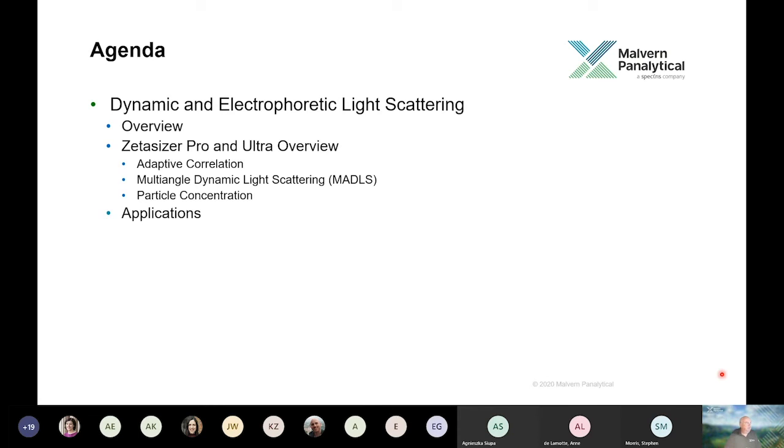I'll go on to talk about the Pro and Ultra, some of the things that we've brought into the system, which I think will be of interest to people here, and concentrate on three in particular: what we call adaptive correlation, multi-angle dynamic light scattering, or MADLS, and then an extension of MADLS is the particle concentration measurements, where we can get the actual number of particles present per mL of sample. And I'll deal with some applications, and after that I'll pass over to Agnieszka, who will deal with the nanoparticle tracking analysis overview with applications as well.